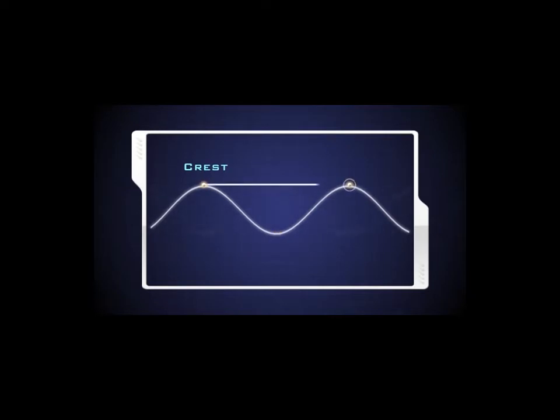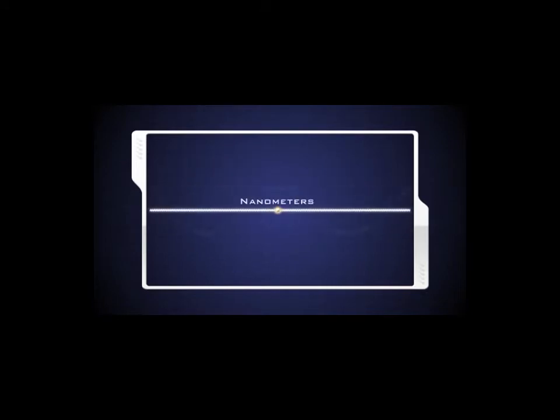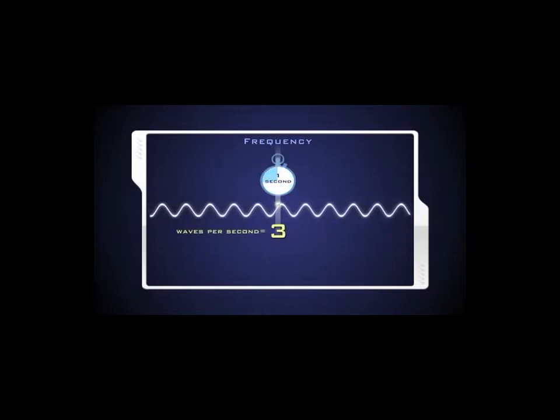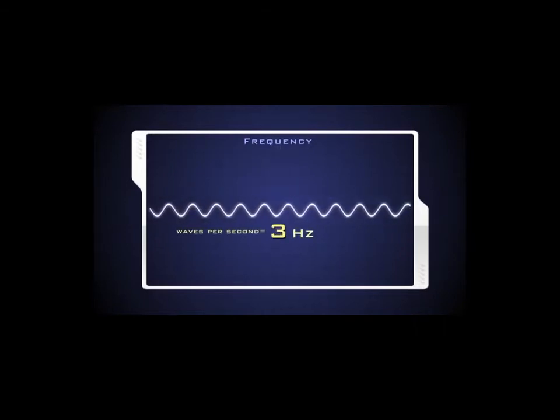The distance between crests is the wavelength. While some EM wavelengths are very long and are measured in meters, many are tiny and are measured in billionths of a meter, nanometers. The number of these crests that pass a given point within 1 second is described as the frequency of the wave. One wave, or cycle, per second is called a hertz.